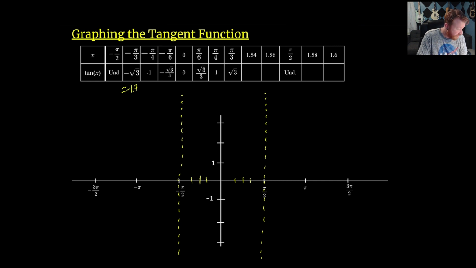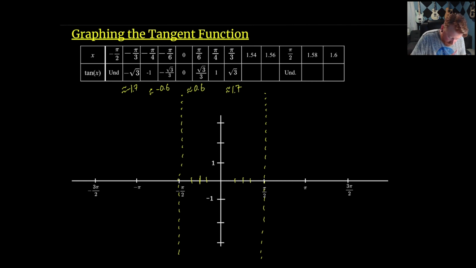Negative square root of 3 divided by 3 should be about a third of that, which is negative 0.6, we'll go with. Just rounding a little bit there. Then this will be negative 0.6. This will be, oh, not negative anymore. Now we're positive, sorry. Just 0.6. 1, of course, is 1. And then this is also about 1.7. And then we're undefined again over here.